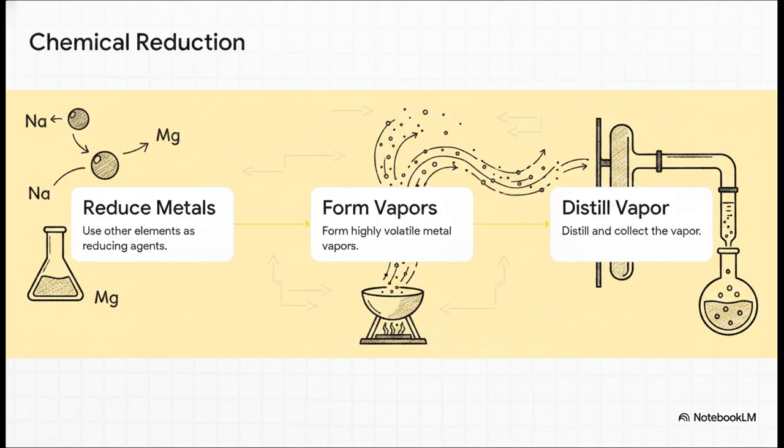Take the Pigeon process for making magnesium. We actually use other elements as reducing agents. And here's the wild part. We can use a metal like sodium to reduce a metal that's actually more reactive than it is.